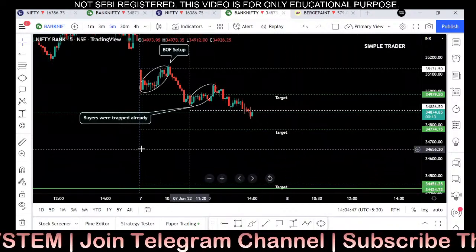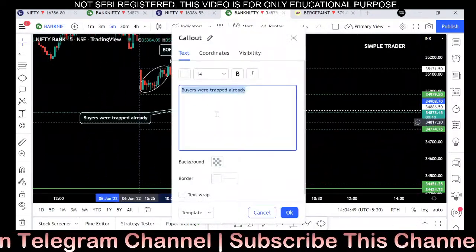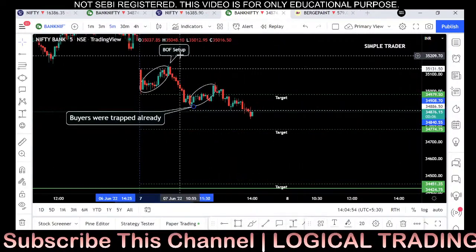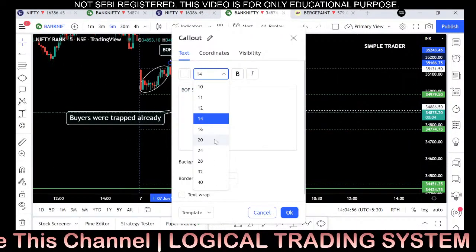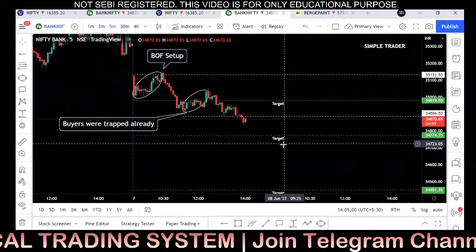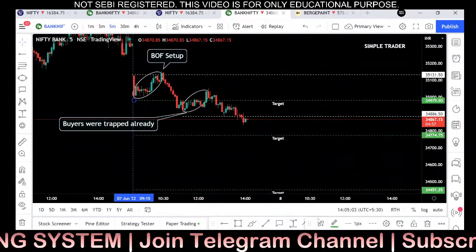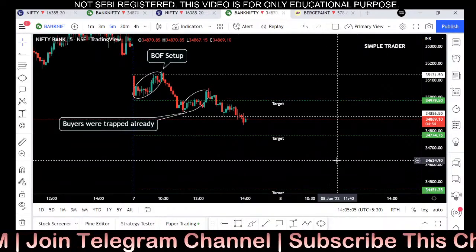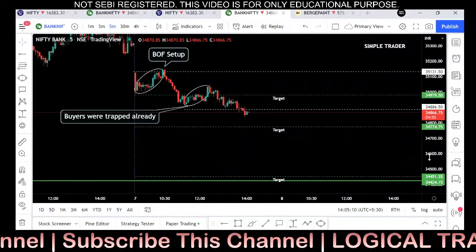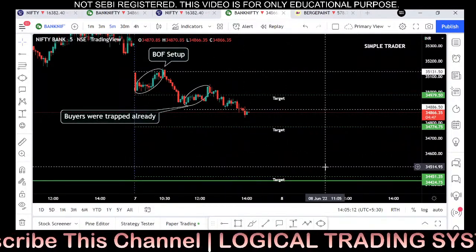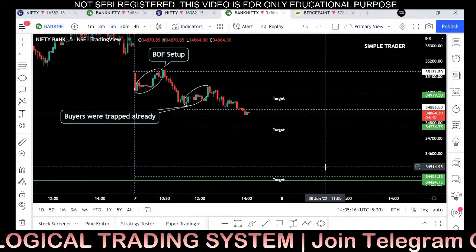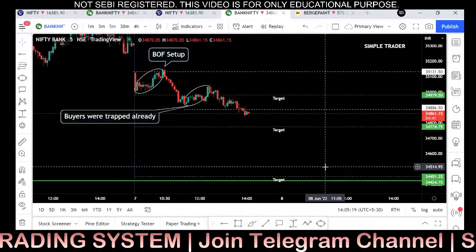So hope these texts are visible. Let me do some resize here so that it is visible for you. BOF setups, and this is the target which is already done. So the two targets are still in the system. The next target is 34,775 and the next target is 34,450.